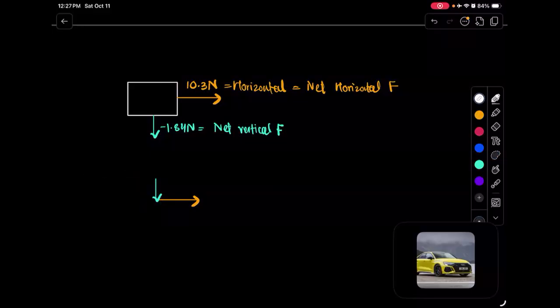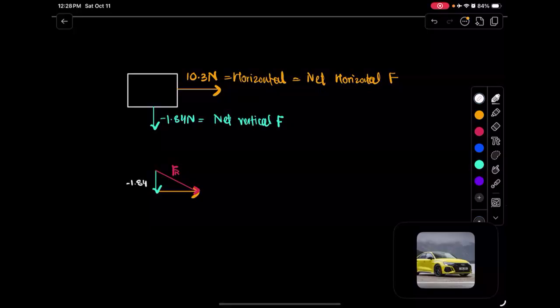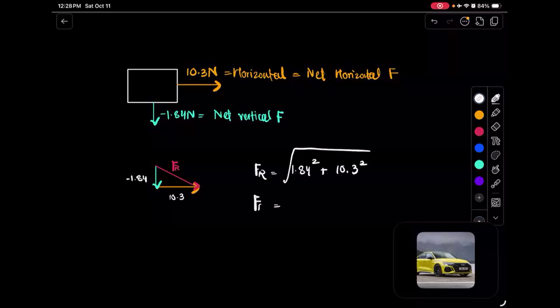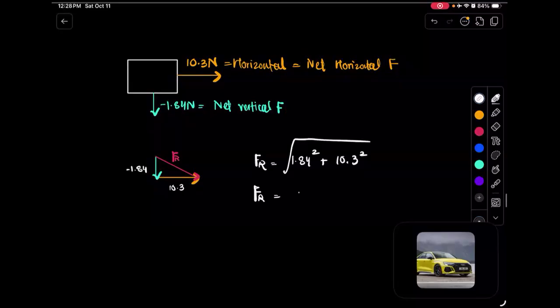So you join them head to tail. So this is going to be a resultant force. This was minus 1.84. This was 10.3, right? And if you want to find out the resultant force, what you do is you use Pythagoras. That means 1.84 squared plus 10.3 squared, under root, and you get your answer, the resultant force. That comes out to 10.5 Newtons. So that is the resultant force.